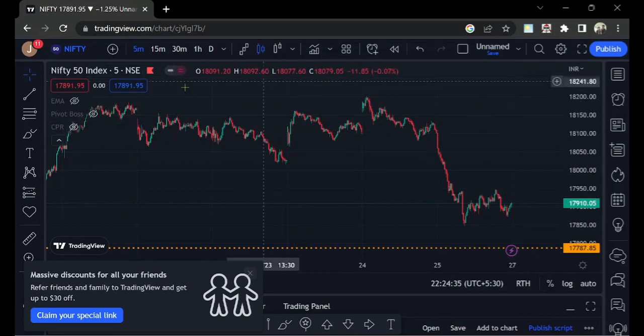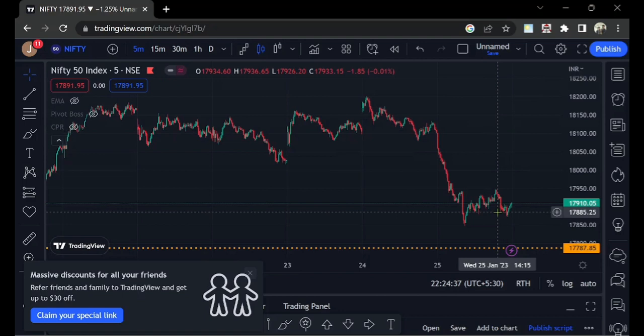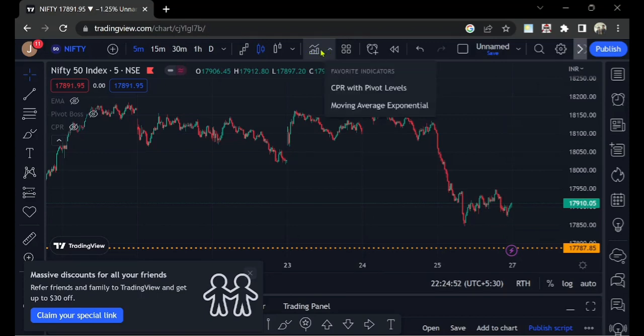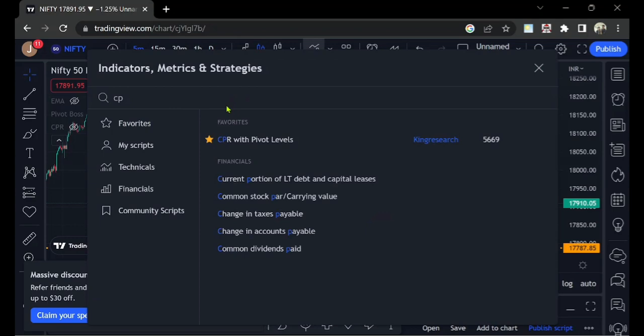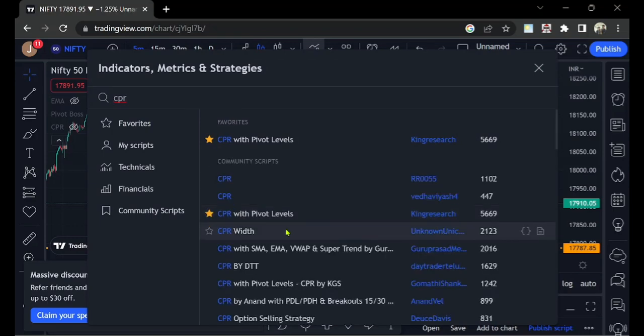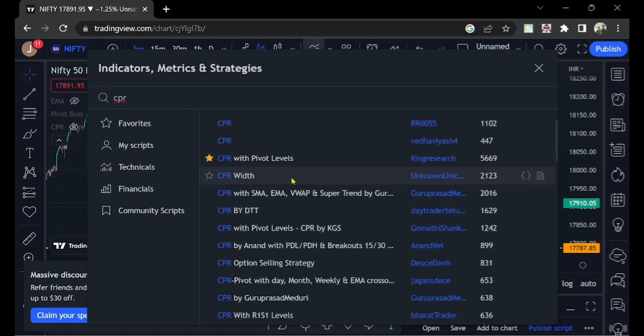First of all, see, this is the Nifty 50 chart. How can we apply CPR in this chart? Very simple, easy, no problem. You just go to the indicator section. When you go to the indicator section, if you search CPR, you can find a lot of CPRs actually. If you search like this, you can see a lot of CPR.